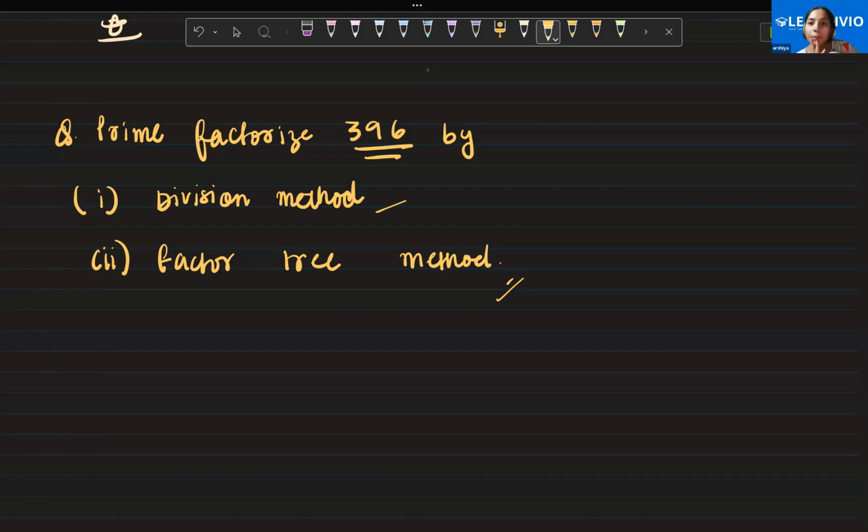Okay, ma'am. Which method are you using first? Am I doing the division method right now? Yes, the division method first. Okay, so can you tell me how far you are? What have you gotten till now? Right now I got 49, and before that I got 196, then 98, then 49.